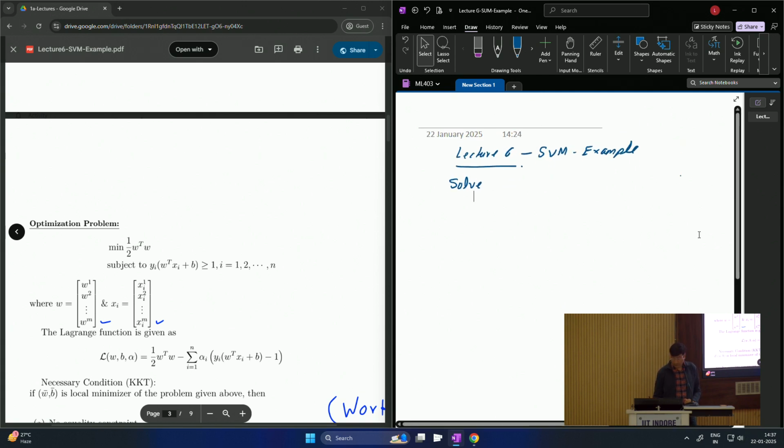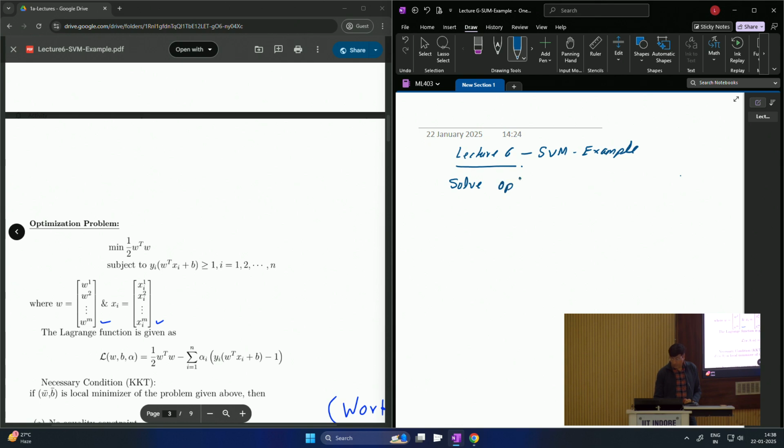Thank you for that. So we want to solve this optimization problem. To solve it, we'll apply the KKT conditions, the necessary conditions. So what was the first KKT condition?